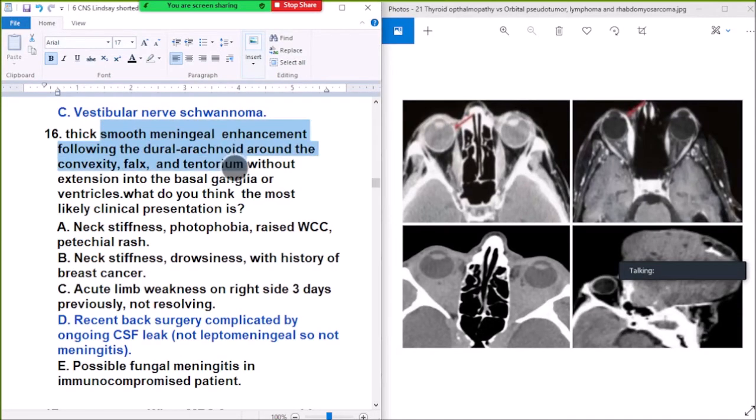Question 16. This is not meningitis because this is not leptomeningeal enhancement. This is enhancement in the meninges, but falling in the dura around the convexity, falx and tentorium, without extending to the basal cisterns or ventricles. This is post-neurosurgery, complicated by ongoing CNS surgery.